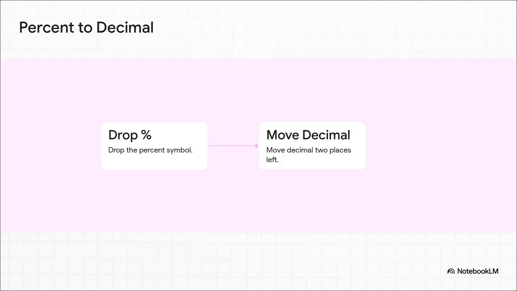Okay, so how do we actually put that 15% into a calculator? We have to convert it into a decimal. And look at how incredibly simple this mechanical action is. Step 1, you just drop the percent sign. Gone. Step 2, imagine a decimal point at the end of the number, so 15 becomes 15.0, and you just bump that decimal exactly 2 places to the left. So 15% becomes 0.15. Easy, right?